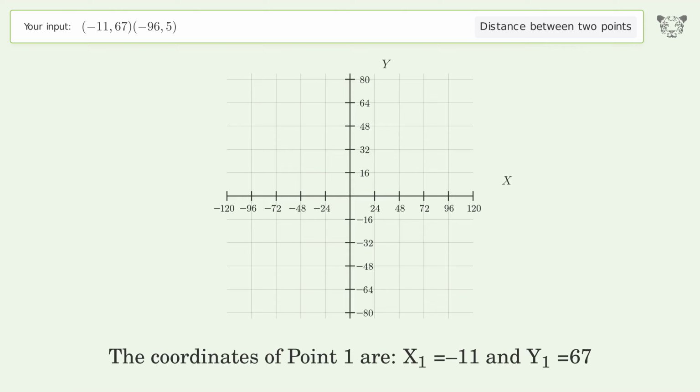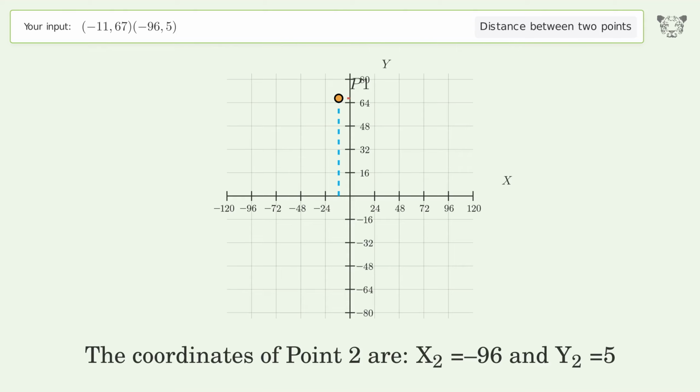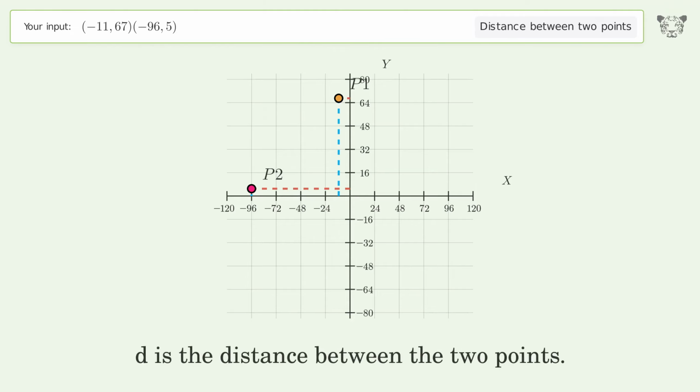The coordinates of point 1 are x1 equals -11 and y1 equals 67. The coordinates of point 2 are x2 equals -96 and y2 equals 5. D is the distance between the 2 points.